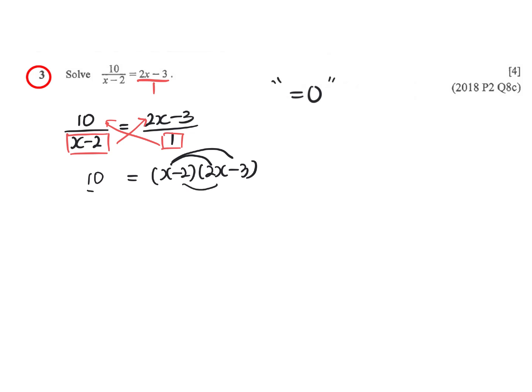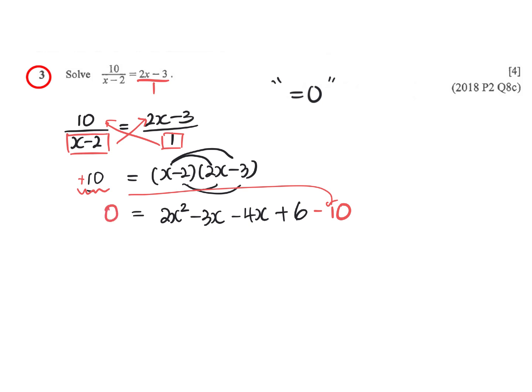So we expand out our brackets over here. This one I'll get 2x squared minus 3x minus 4x plus negative 2 times negative 3, plus 6. And then this is positive 10, right? So I'll try to get it over to this side. That will become minus 10. And finally, this is equal to 0. All right? So let's simplify the equation. I get 2x squared minus 7x minus 4 equals 0.